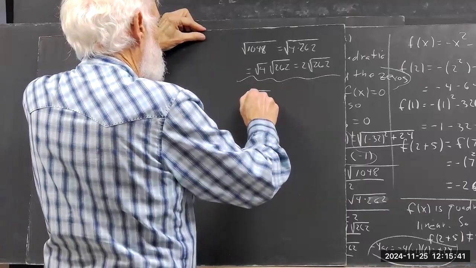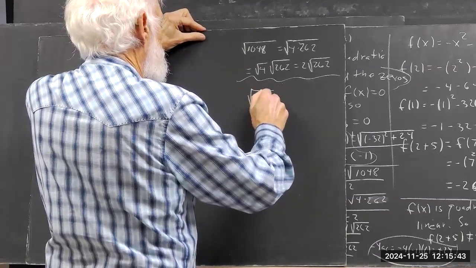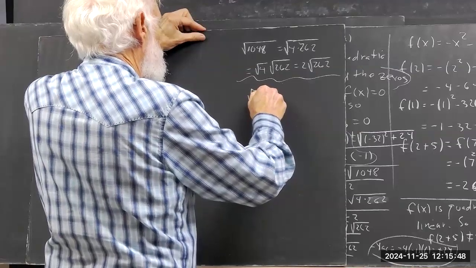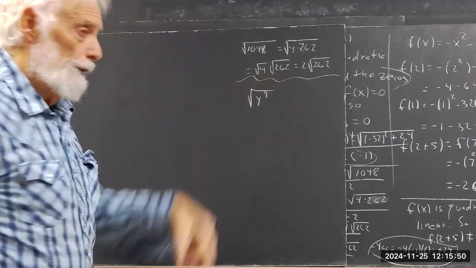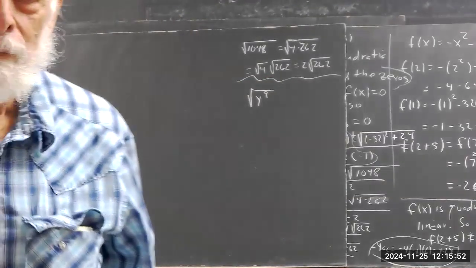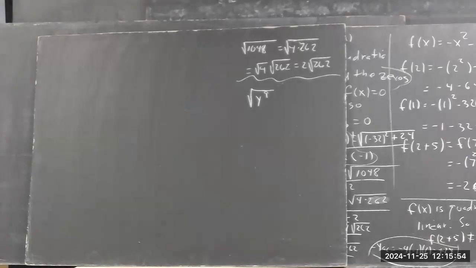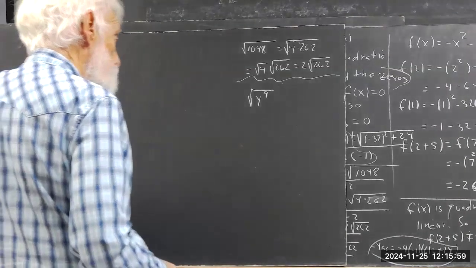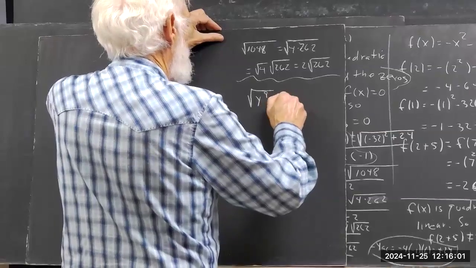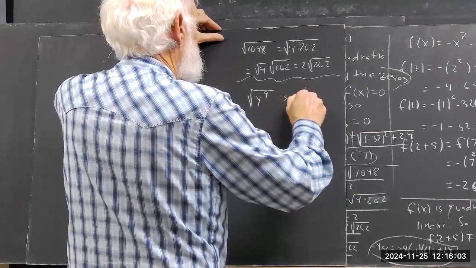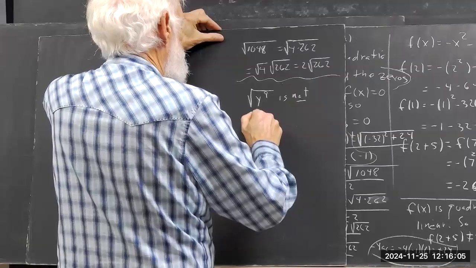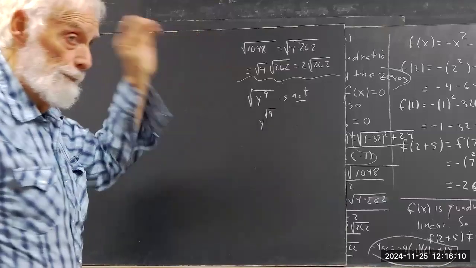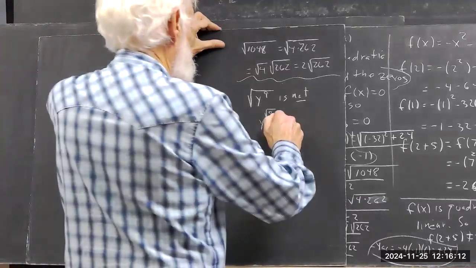This is the square root of y to the 9th. Well, it's not y to the square root of 9, which would be y to the 3rd.